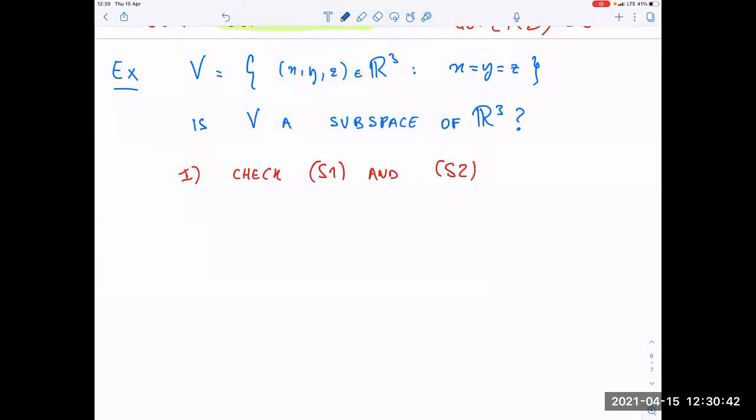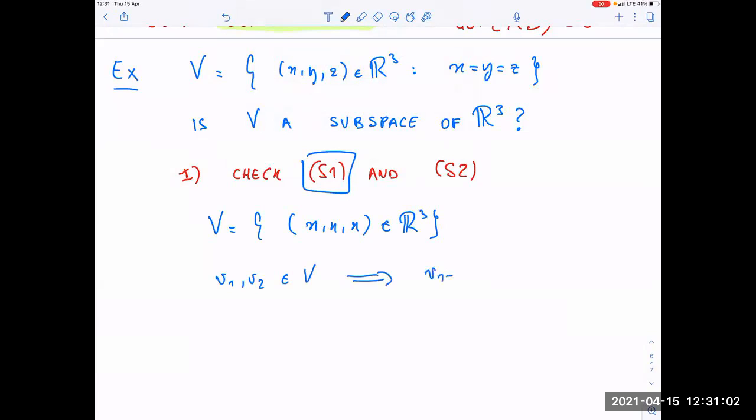And the best way of doing this is to say, well, V is the set of elements of the shape X, X, X in R3. So for example, if you want to check S1, you need to take V1 and V2 inside V, and you need to prove that V1 plus V2 is inside V. So if you want to check this one, you need to prove this. And how is V1 looking like? Can you tell me how the general V1 looks like?